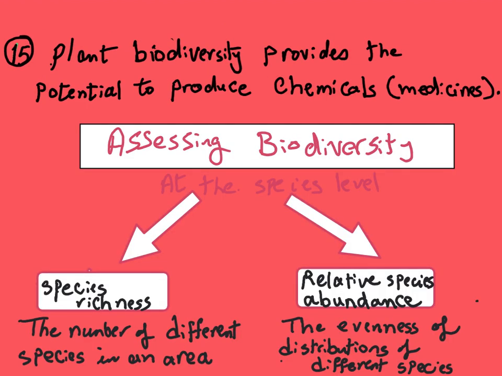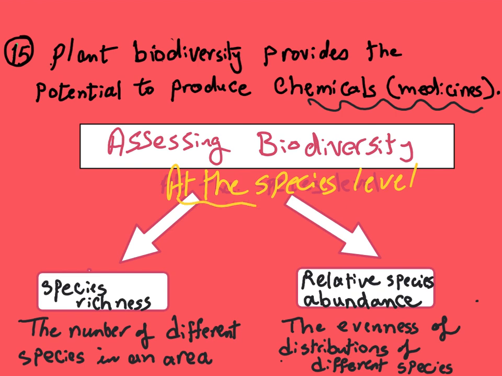And lastly, plant biodiversity provides potential to produce chemicals. Many medicines, or most of the medicines, originally are generated from plants. This is why it's very important to study biodiversity. But how do we assess biodiversity, how do we find the quality of the biodiversity in an ecosystem or in a group of ecosystems in the globe?